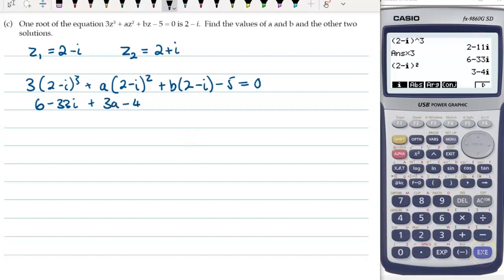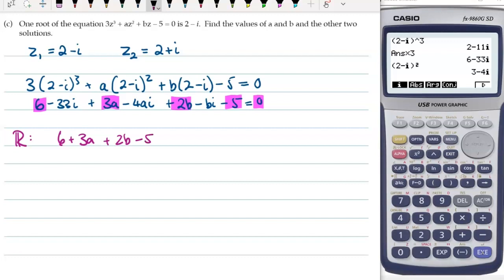(3a minus 4ai here). 2b minus bi minus 5 equals 0. Now let's take a look at the real portions in there. We have the real parts, anything without an i on it. We have 6 plus 3a plus 2b minus 5 equals 0. So 3a plus 2b is equal to minus 1.